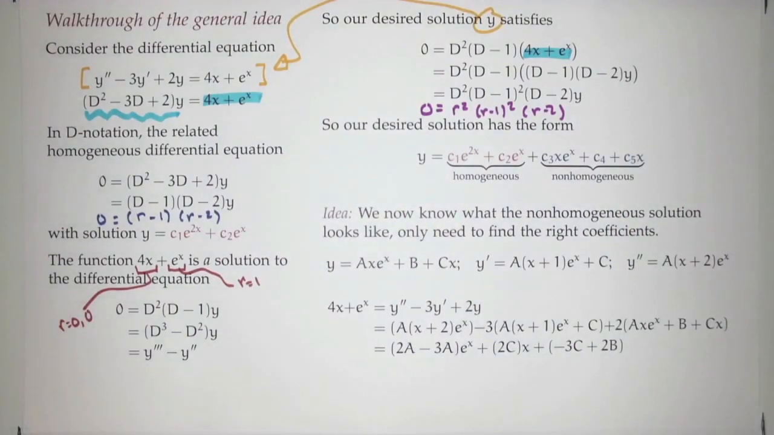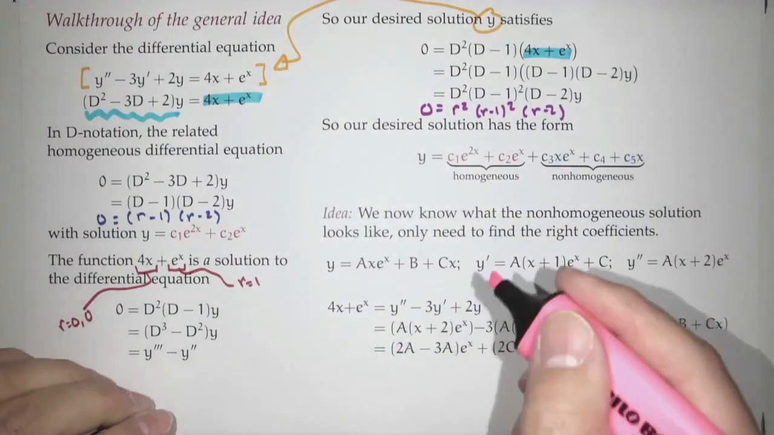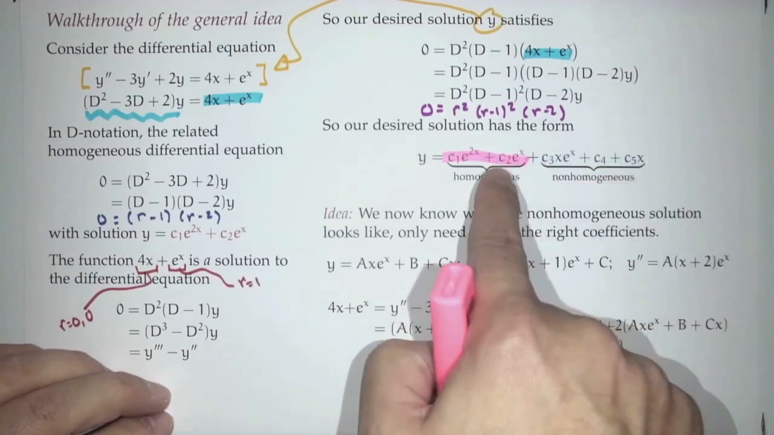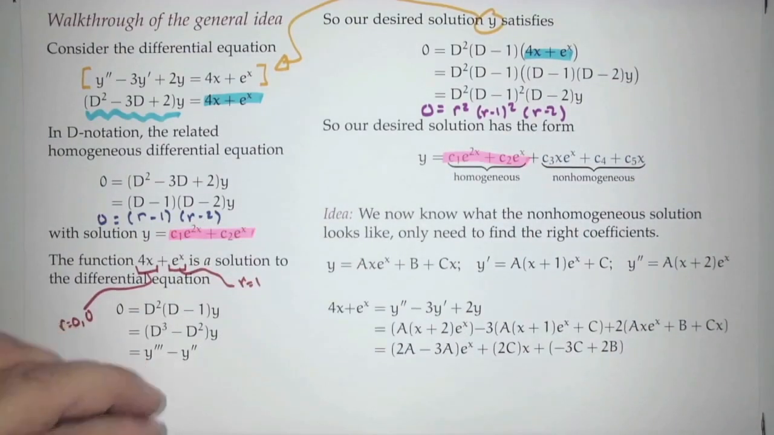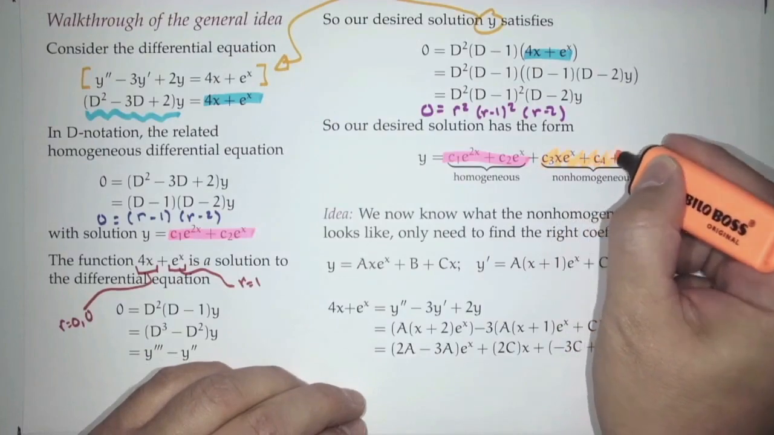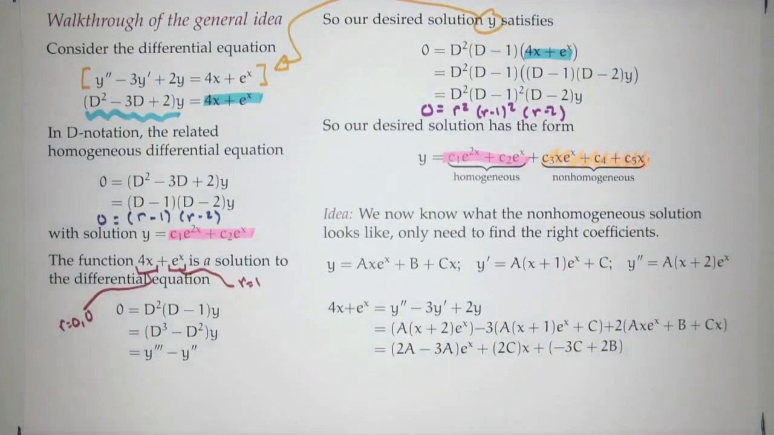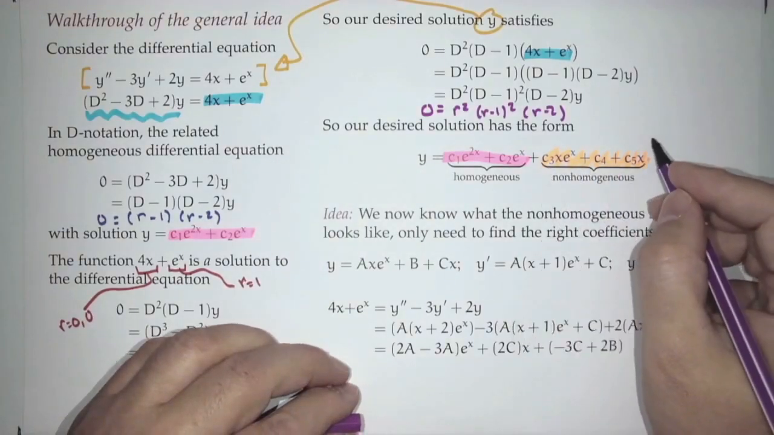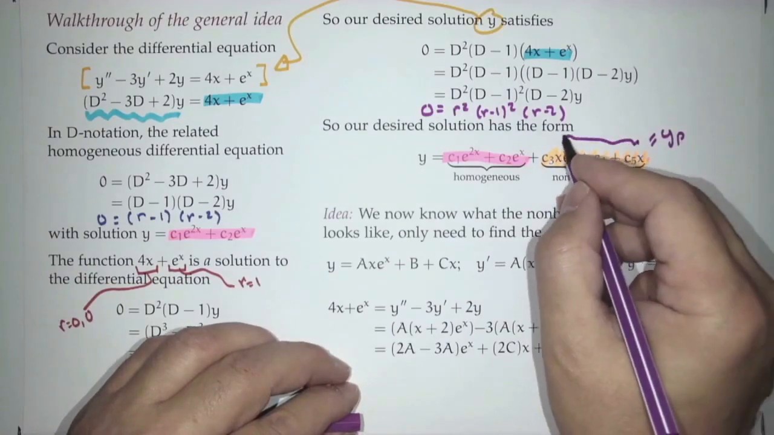But there's two parts here. Now, one part looks very familiar, namely this part, because it's the homogeneous solution which we already knew about. So that means the other part, some constant times x e to the x plus some constant times x, that's the non-homogeneous solution. And so this is our great aha! We know what our y sub p looks like. This part right here, this is our y sub p.